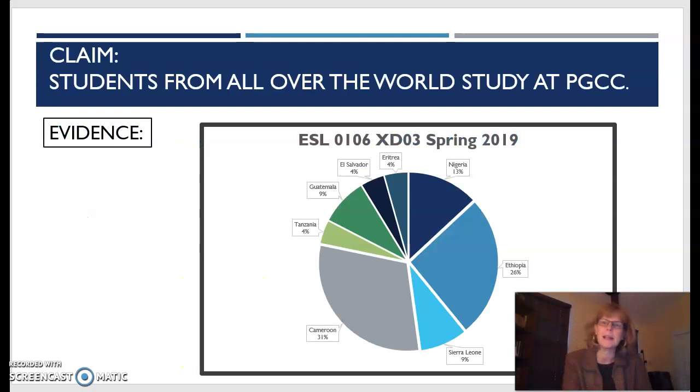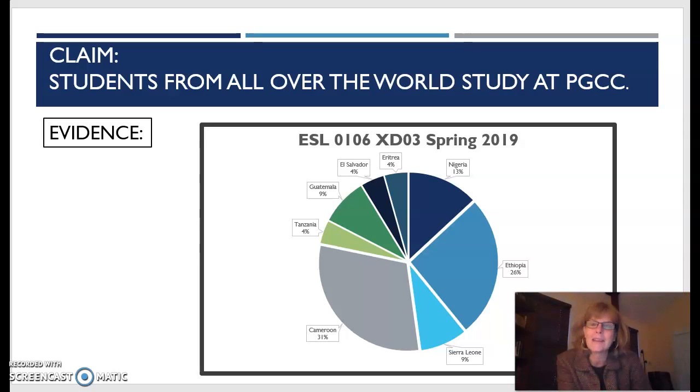Here, I might make a claim that says students from all over the world study at Prince George's Community College. If I make that claim, I should back it up with some evidence. And my evidence might be data that I've collected from my class. Here, I give you a chart, spring 2019. Wow, that's already 2 years ago.